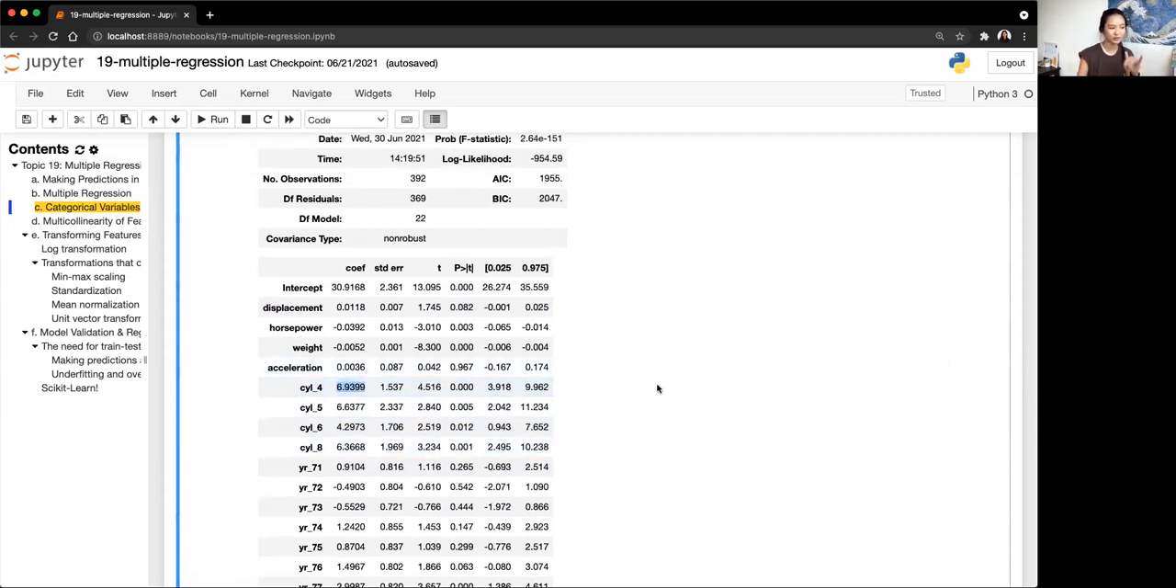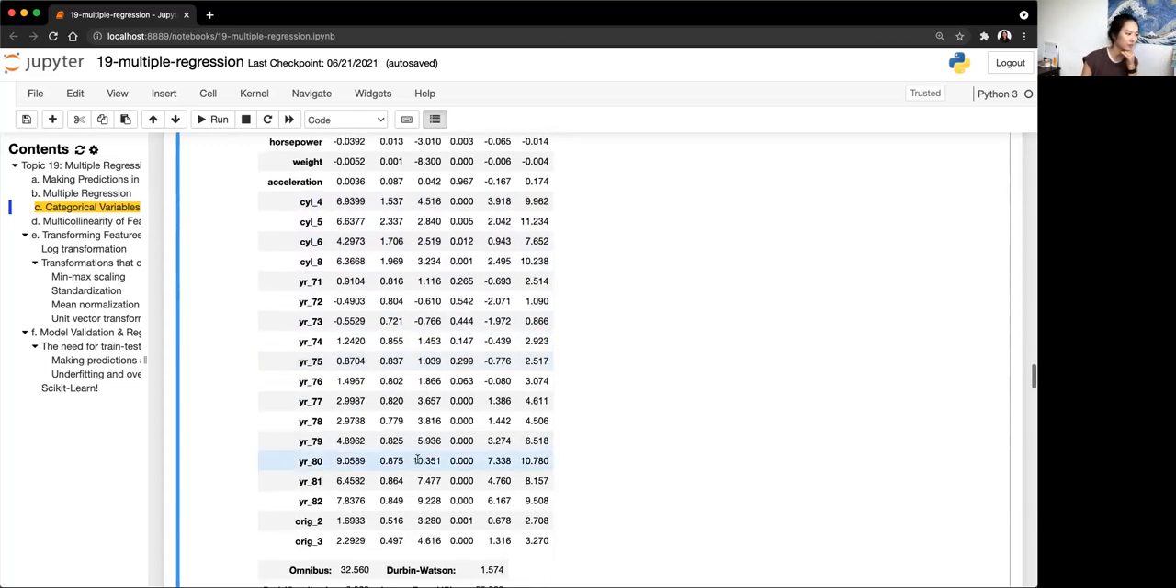Basically having 4 cylinders versus 3 is 6.9399. And you can say that because at any one time, a car can only have one of these cylinder values, right? If it's 3 cylinders, these cylinder values will all be 0. And if it was 5 cylinders, this would be 0, this would be 0, this would be 0 as well. So a little bit trickier to interpret, but that's how you do it.